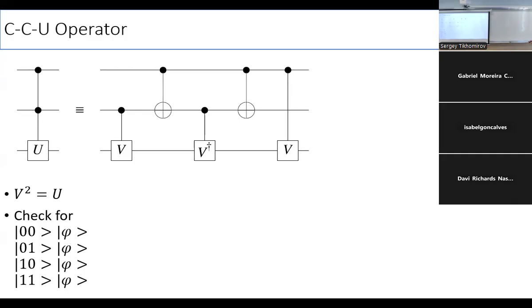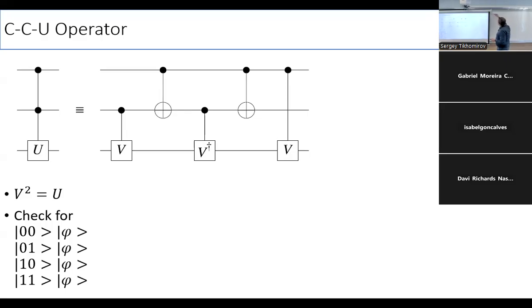V transpose or V inverse, it's the same because V is a unitary operator. So this is the inverse or the transpose of it. Transpose and conjugate, yes. It's the inverse.